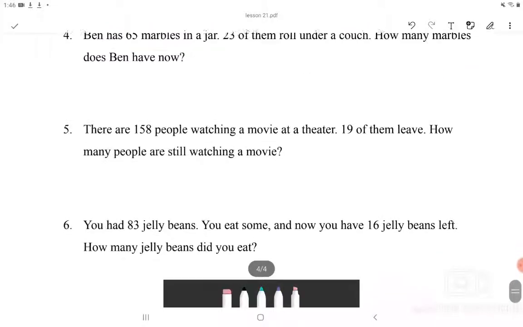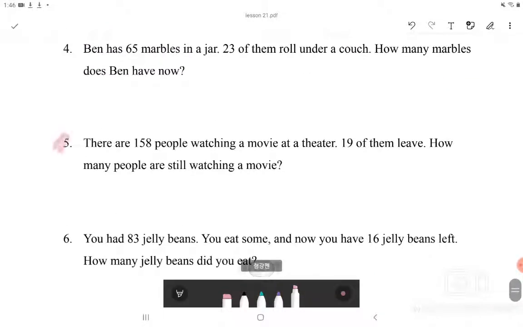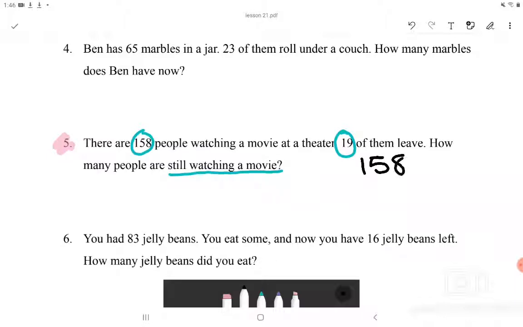Let's do number 5 together. There are 158 people watching a movie at a theater. 19 of them leave. How many people are still watching a movie? For this question, we will be using subtraction because we have to know how many people are left. So let's do 158 minus 19.